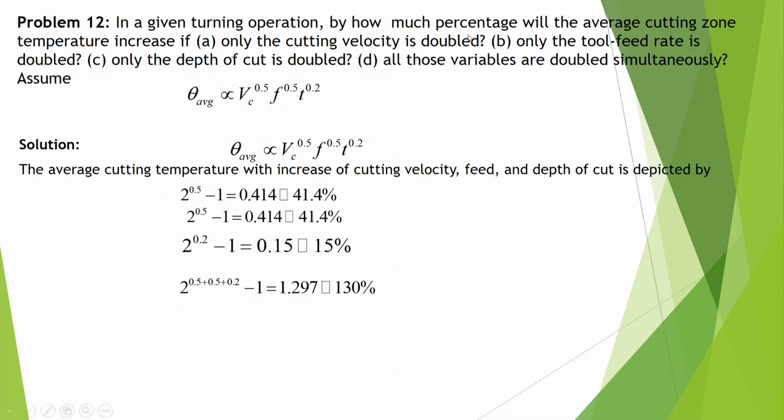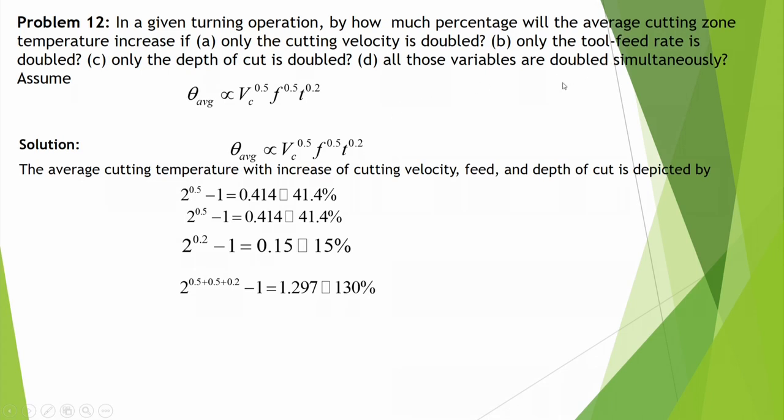In a given turning operation, by how much percentage will the average cutting zone temperature increase if only the cutting velocity is doubled, only the tool feed rate is doubled, only the depth of cut is doubled, all those variables are doubled simultaneously? Assume theta average is proportional to Vc to the power 0.5, F to the power 0.5 and T to the power 0.2. Here T is basically related to width of the chip. Okay. So, this is tool depth of cut basically. So, average cutting temperature increase is depicted by 2 to the power 0.5 minus 1, and this will be 41.4%.